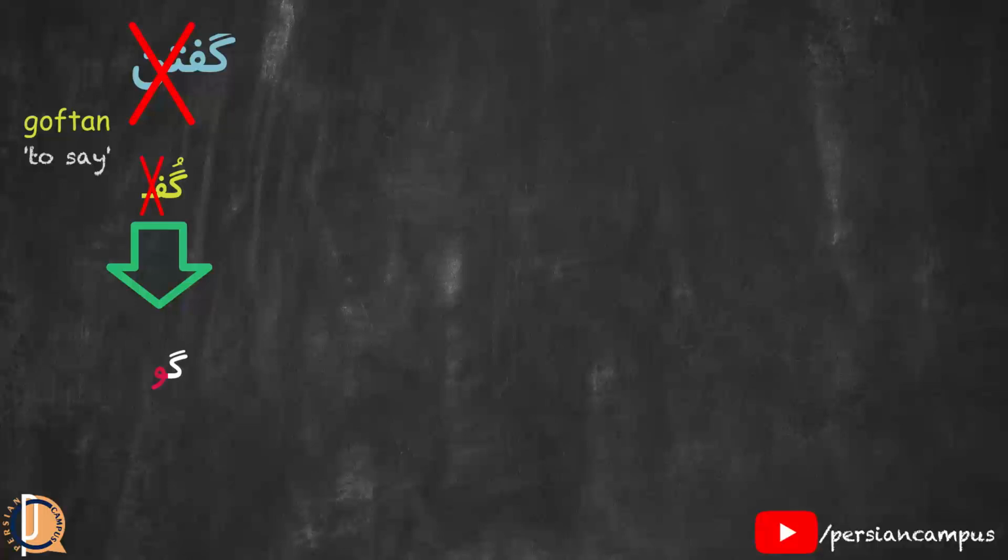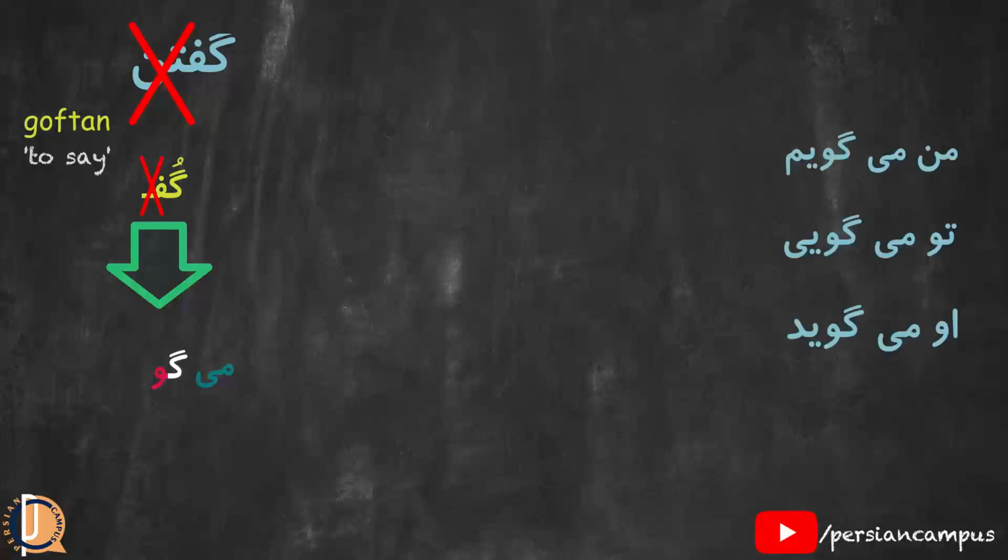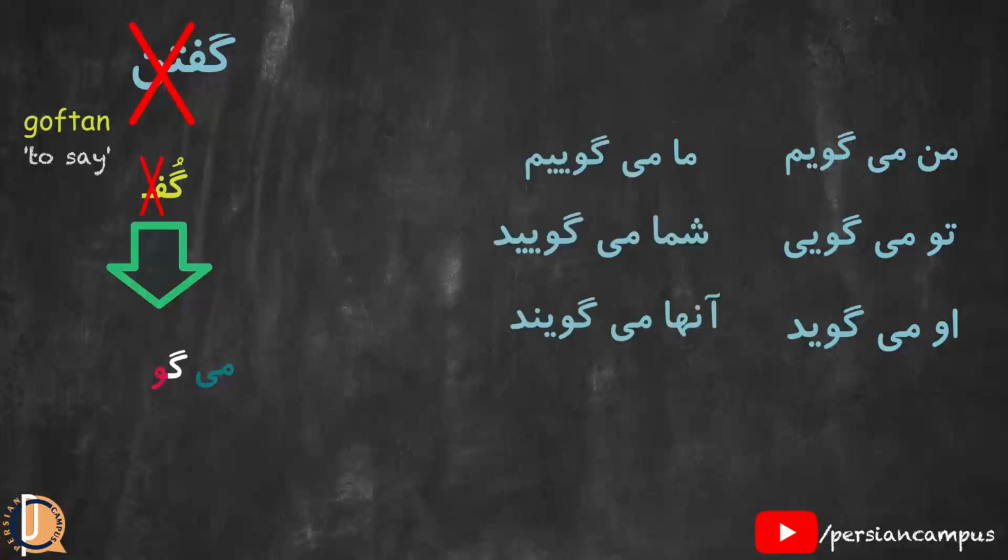Please watch our video series on the alphabet to learn the different sounds of v. The link can be found in the caption. Now, let's add the aspect marker mi before it to show that the action is not completed and conjugate it accordingly. من میگویم، تو میگویی، او میگوید. ما میگوییم، شما میگویید، آنها میگویند.